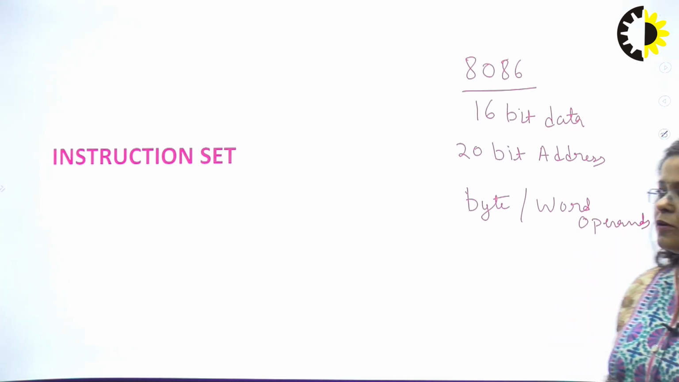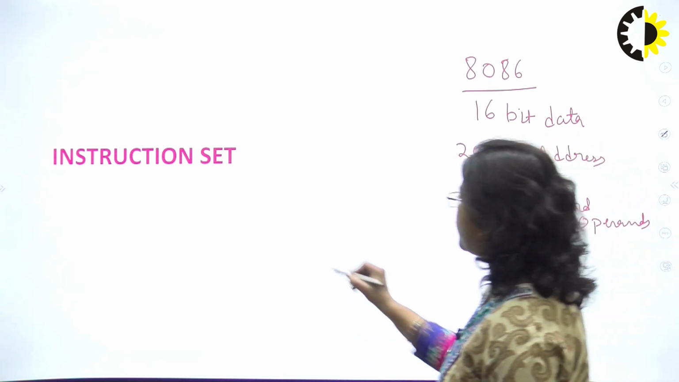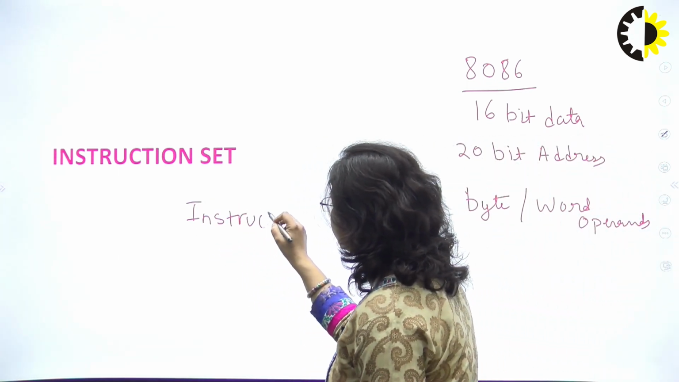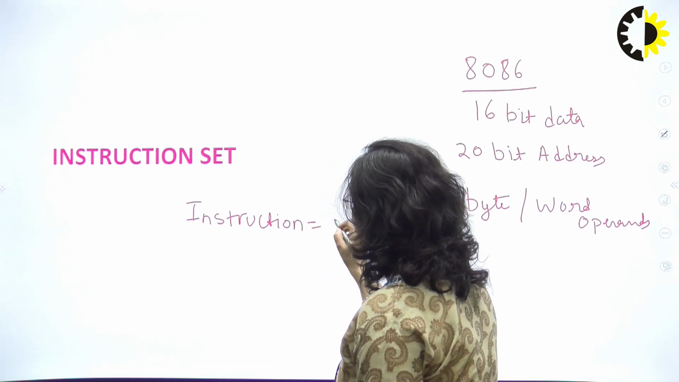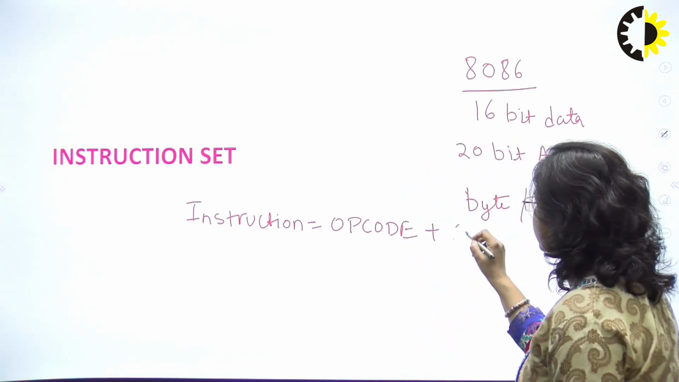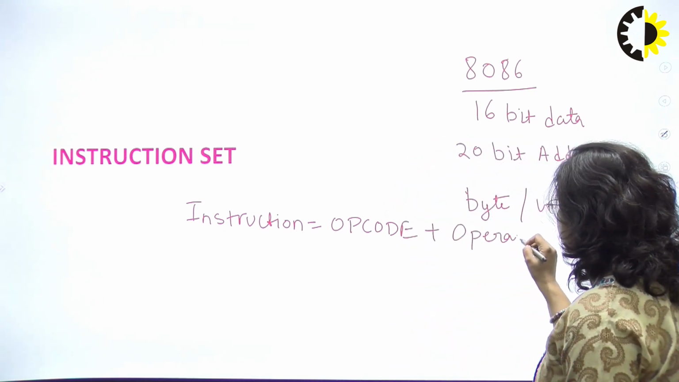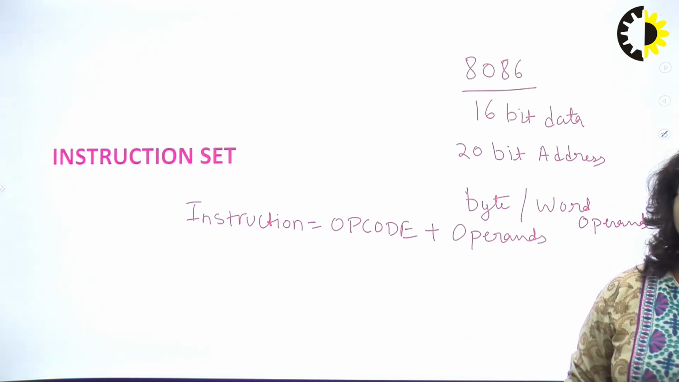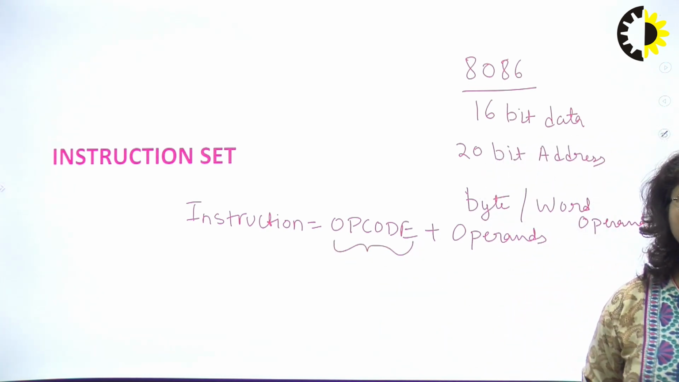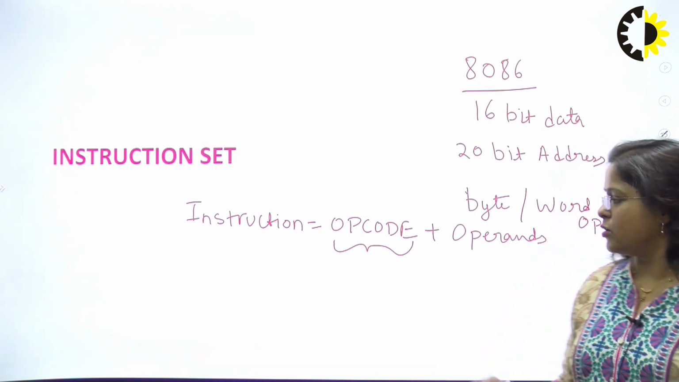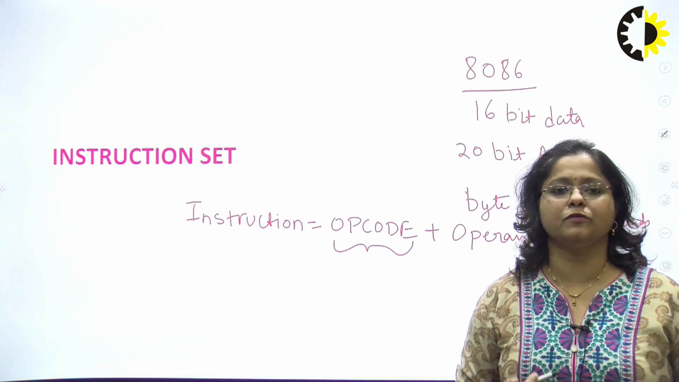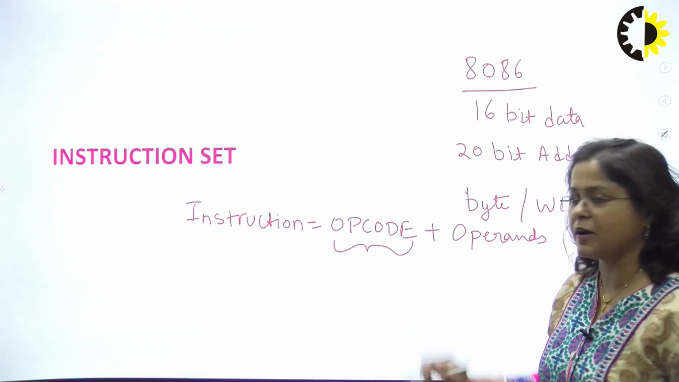Now, to perform any operation, it requires an instruction which consists of two parts, that is opcode and operands. The opcode informs what operation needs to be performed by the microprocessor, whereas the operand gives the data on which the instruction performs that specified operation.